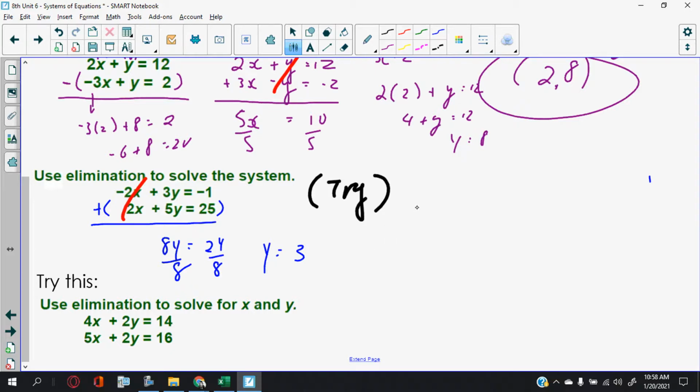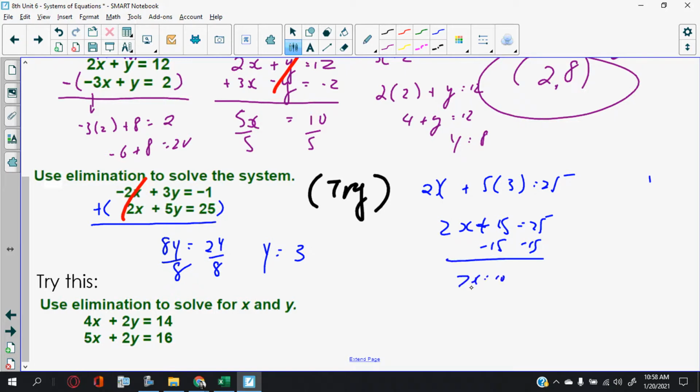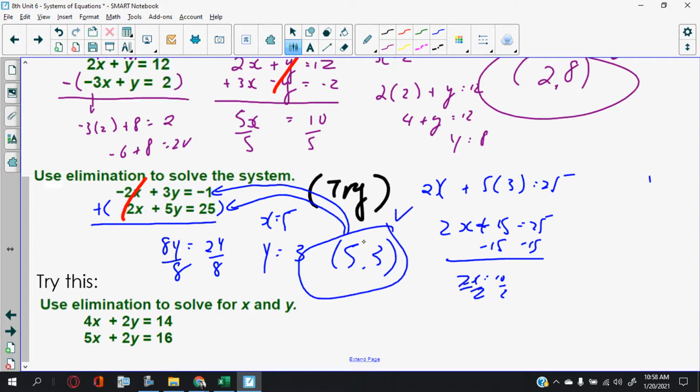Let me substitute that into the second expression. So 2 times x plus 5 times 3 equals 25. 2x plus 15 equals 25. Subtract 15. 2x equals 10. I'm working really fast. x equals 5. So our solution is (5, 3). And if you want to check your answers, you can substitute the solution into both equations, and you will see that your answer is correct.